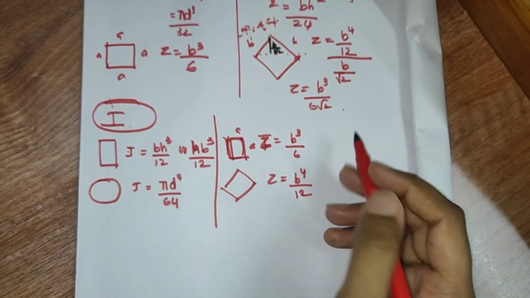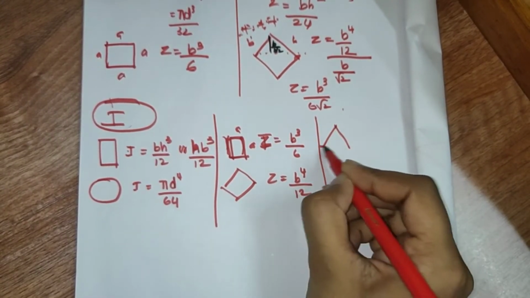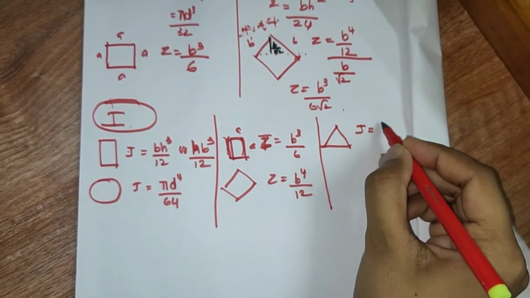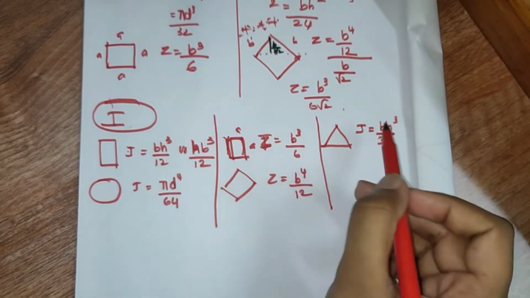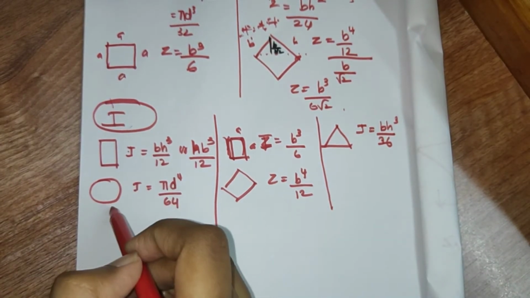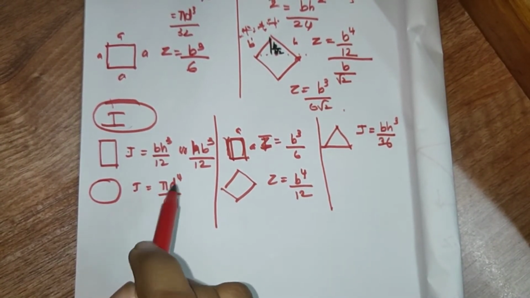Okay, and next, what section remaining. For the triangle, moment of inertia equal to bh cube divided by 36. Here bh cube divided by 12, here bh cube divided by 36. For the circle, I equal to pi d raised to 4 divided by 64.